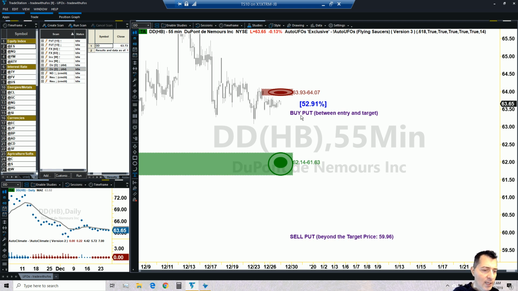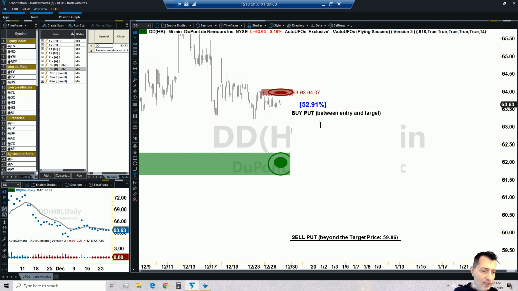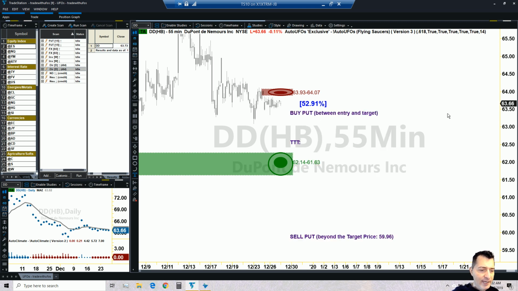And this is when the time to target calculation comes into place. Okay, so what is the time to target? Well, the time to target calculation, TTT, is the amount of time that we expect it will take for price to travel from entry to target. Okay, and how do we do that?